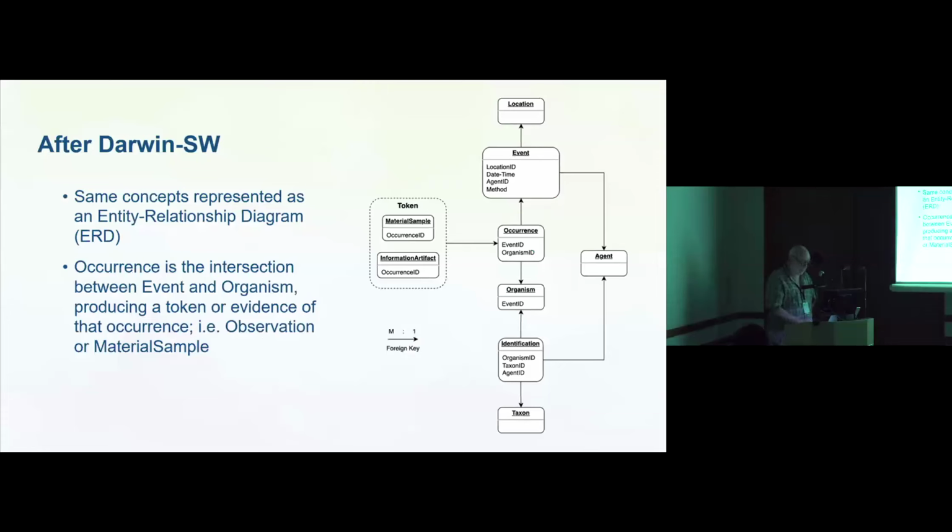So this is my entity relationship version of that. The occurrence was explicitly recognized as a thing that represented the intersection between an organism and a collecting event or a sampling event, and the result was either an information artifact or a material sample. These were, in essence, subtypes of this token is evidence of that organism in a place and time.